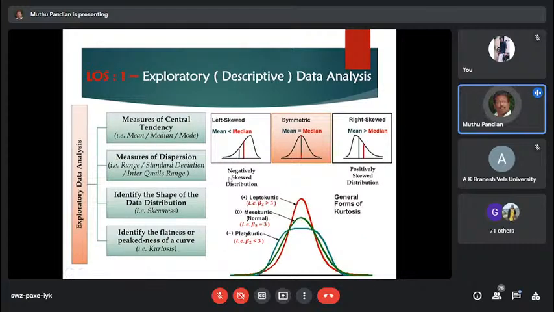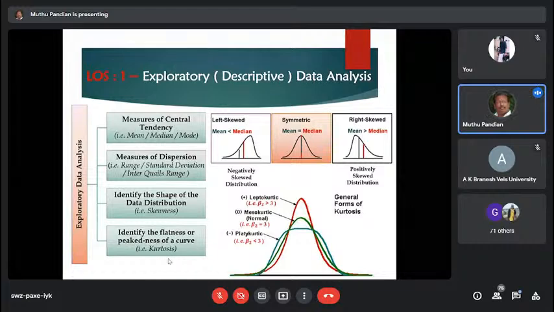When we talk about exploratory data analysis, which you may have studied, in exploratory data analysis or descriptive statistics, we are going to talk about four important components: measures of central tendency, measures of dispersion, the shape of the distribution, and the flatness of the distribution. Mean, median, and mode are called measures of central tendency. Measures of dispersion include range, standard deviation, and interquartile range.